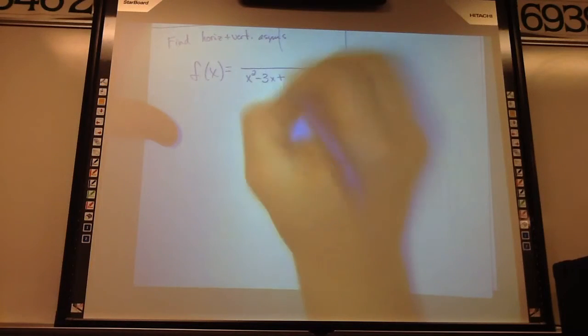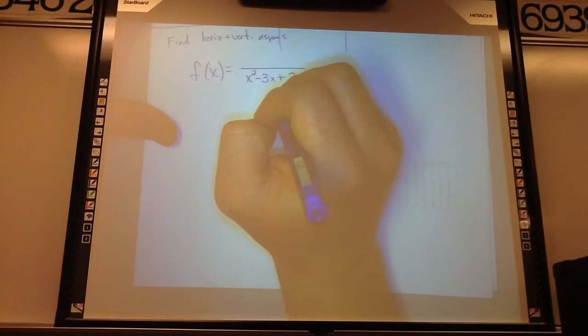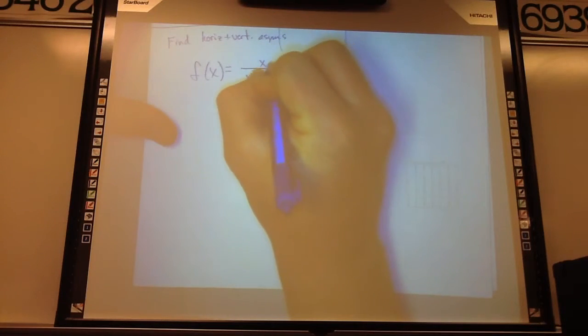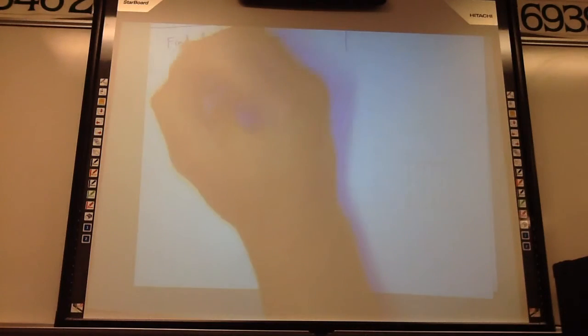Yeah, we use the quadratic equation. X squared minus 3x plus 6 equal to 0. Find both horizontal and verticals. Might as well ask for the domain too while we're at it.